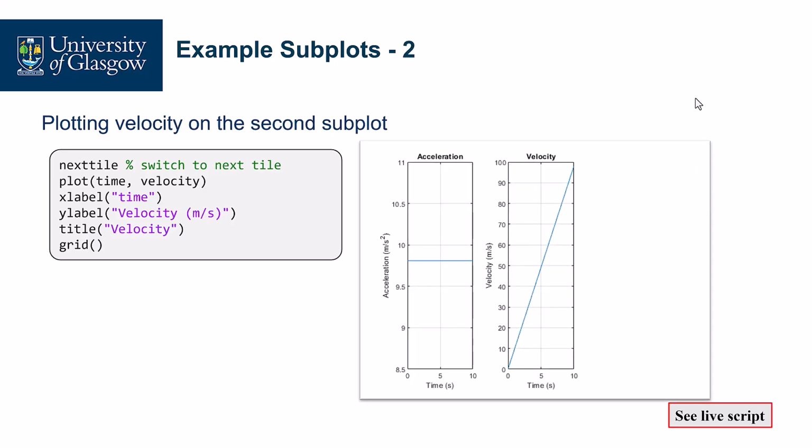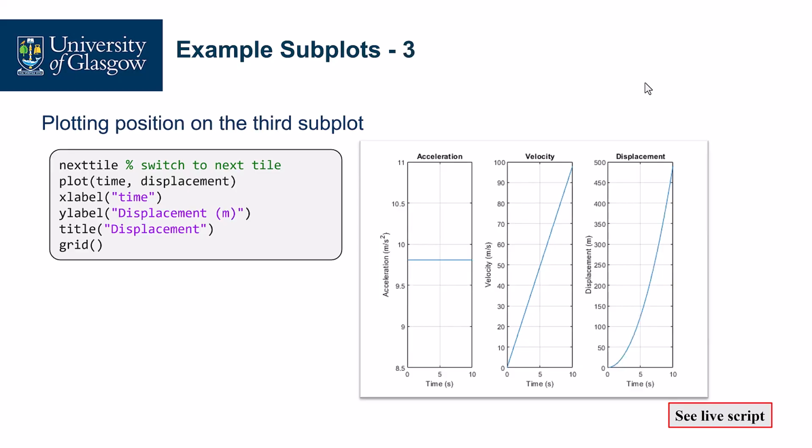Similarly, we generate the time and velocity figure. So we can see, activate the next tile. This time we plot time and velocity. X is time, Y is velocity. We add xlabel, ylabel, the title, and the grid here. Similarly, activate the next tile. We can see here, we draw the time and displacement. So we can see the third figure is drawn. Okay, so now we know how to draw several sub-figures in a total figure.